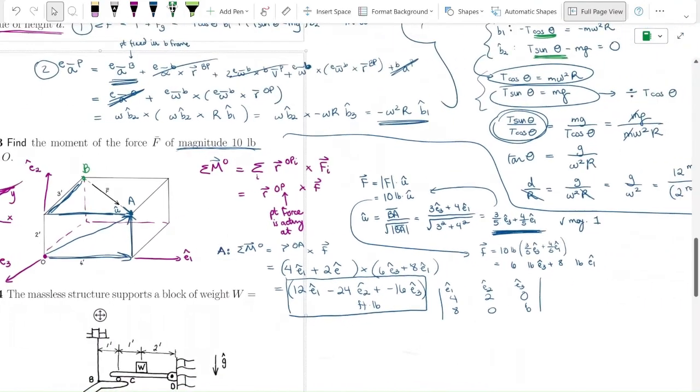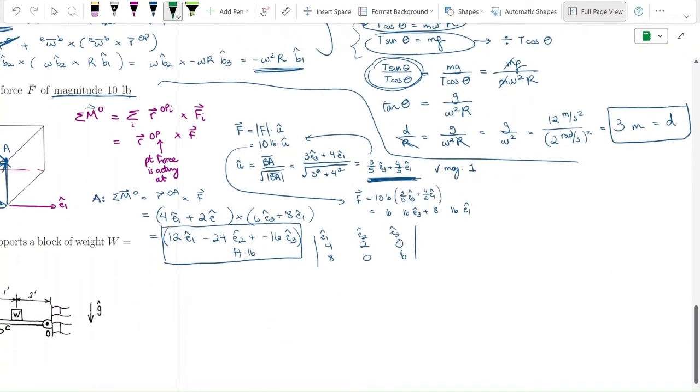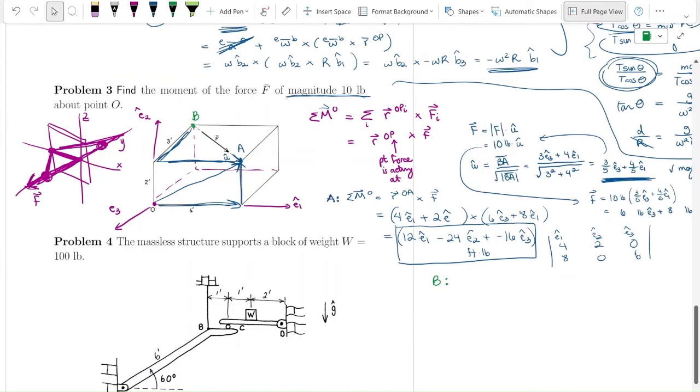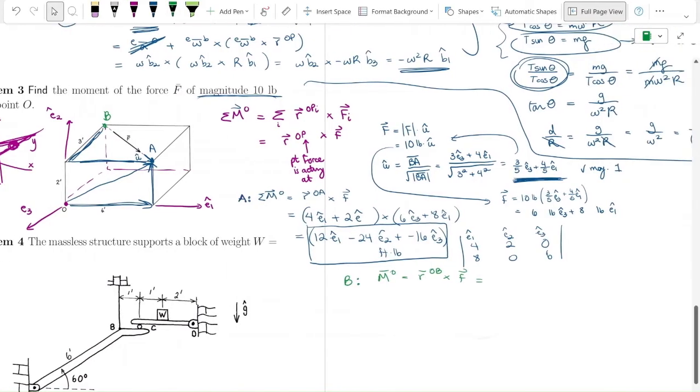So let's try it with B just for practice, so we can get comfortable with the different ways you can pick your point. If I pick point B, my moment about point O is equal to R_OB crossed with force. Force stays the same. Force is just a vector. It doesn't matter where you choose your lever arm to end. So we have R_OB crossed with 6 E3 hat plus 8 E1 hat.